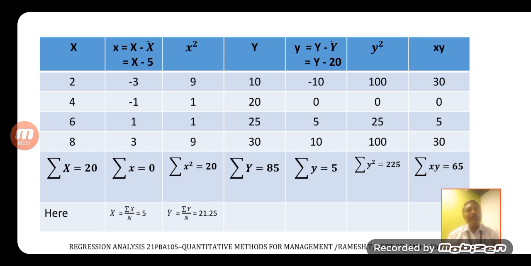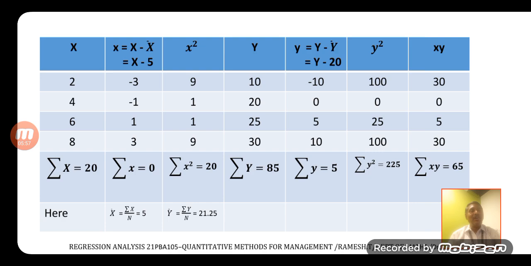So 2 minus 5 is minus 3, 4 minus 5 is minus 1, 6 minus 5 is 1, 8 minus 5 is 3. And we take the square of the deviation, dx square or x square: minus 3 square is 9, minus 1 square is 1, 1 square is 1, 3 square is 9. So next we take the y value. The y value is cost in hundreds, that is 10, 20, 25, 30.